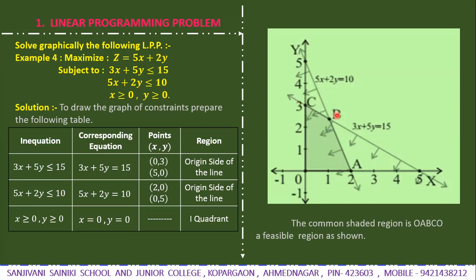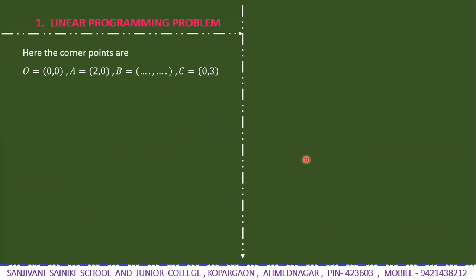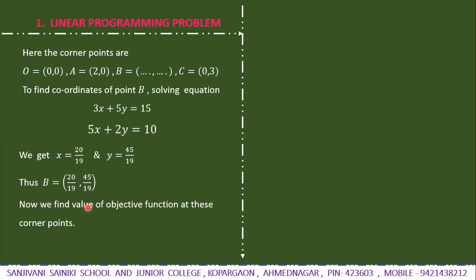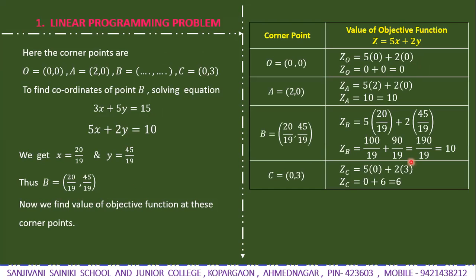To find the coordinates of the point B, we have to solve the two equations simultaneously, which are 3x plus 5y is equal to 15, and 5x plus 2y is equal to 10. After solving these simultaneously, you will get x is equal to 20 upon 19 and y is equal to 45 upon 19. Now we will put the values of the corner points in the objective function, and we'll get the values.